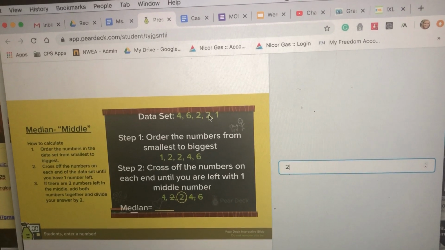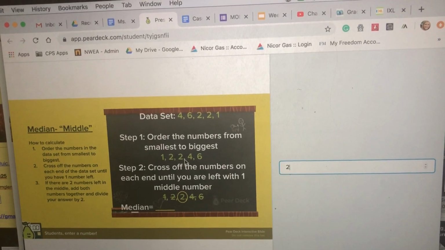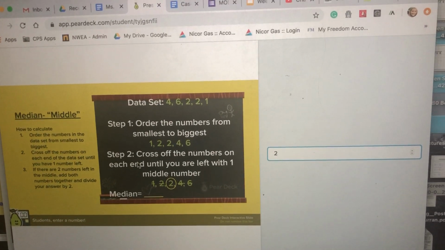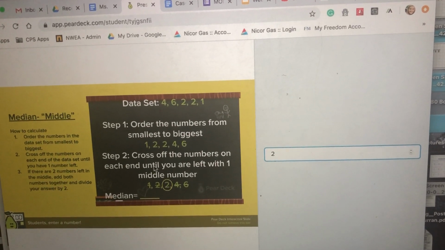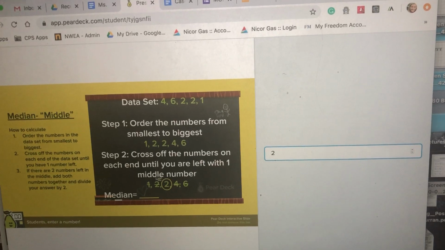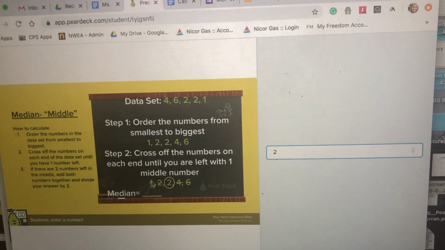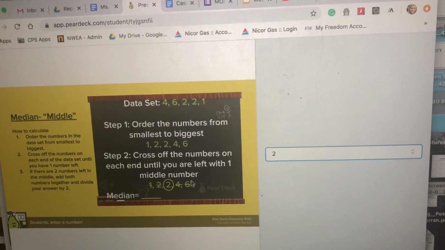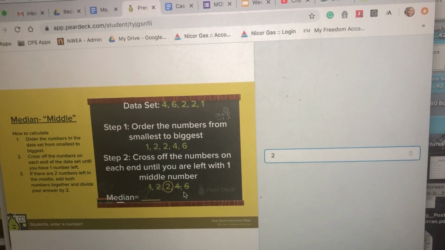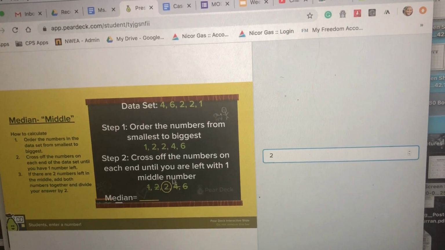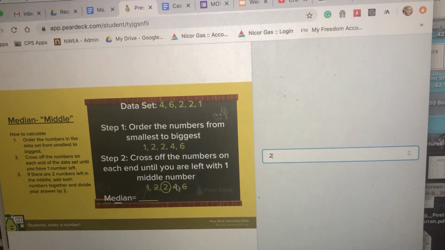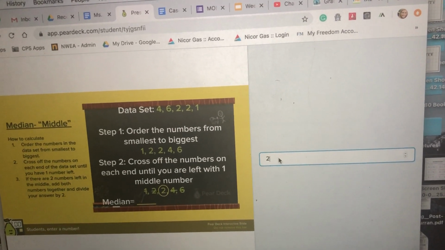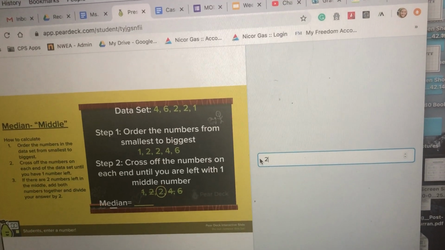If you have 2 numbers listed, you also have to list them down here. Step number 2 says you have to cross off the numbers on each end until you are left with one middle term. We would cross off number 1, we would cross off number 6, then we would move in. We would cross off number 4, and then we would cross off number 2, leaving us with one middle number, meaning our median for this data set is 2.